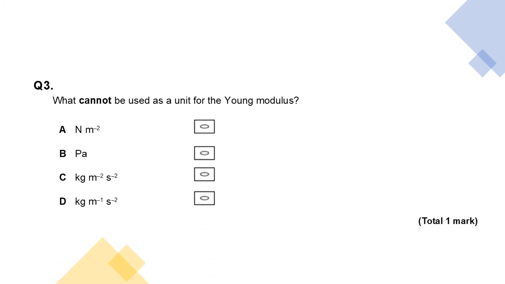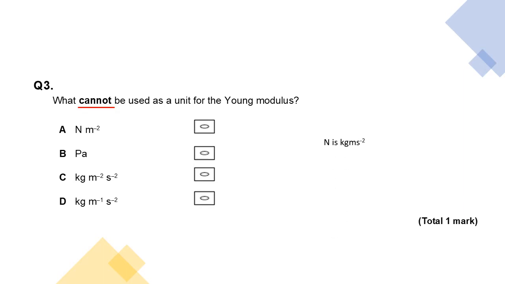Question 3, which cannot be used as a unit for Young modulus? So read the question carefully. Which or what cannot? They are asking you what is not a unit for the Young modulus. We already know that Newton per meter square and Pascal both are units for Young modulus. So we have to choose between C and D. C and D, you can see that they are completely in base units. So if we split our popular unit of Newton per meter square into base units, we should be able to see which is the right one.